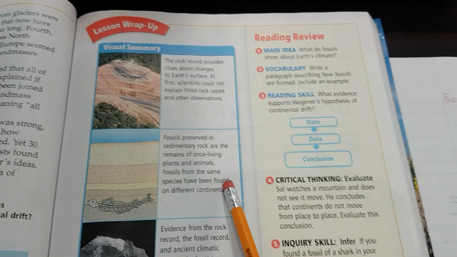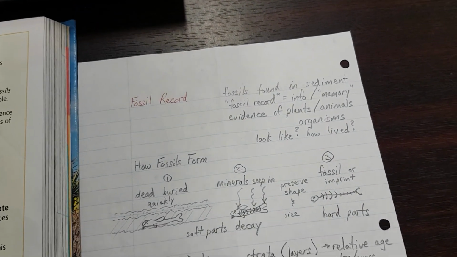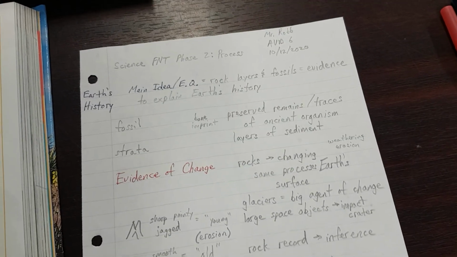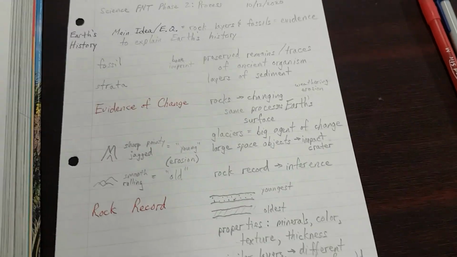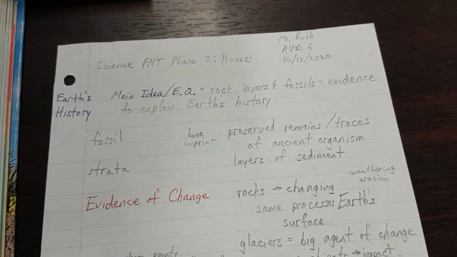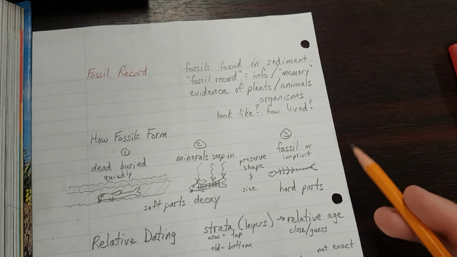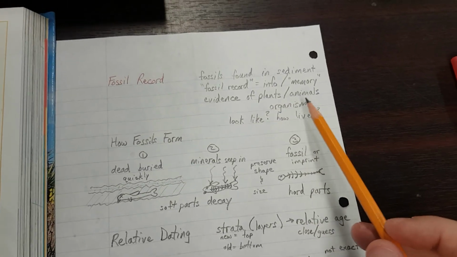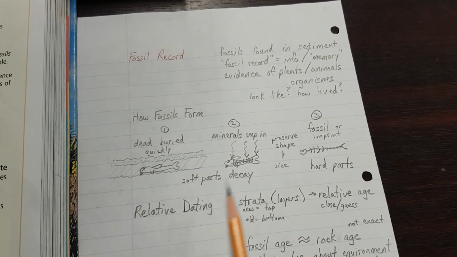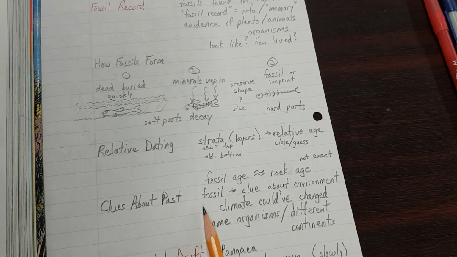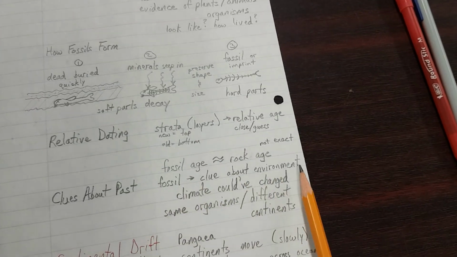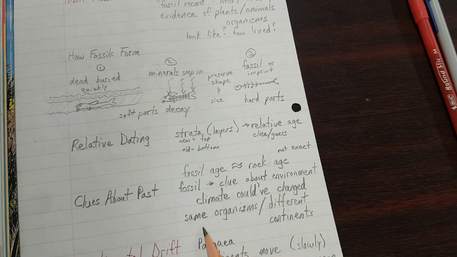Fossils from the same species have been found on different continents. Okay, let's see if we had that somewhere. Fossils from the same species. We did talk about similar layers being in different parts of the world, but that was the rock record. I don't see that here in fossil record. Okay. Clues about the past. Fossils are a clue about their environment. Ah, here we go. Same organisms, different continents.